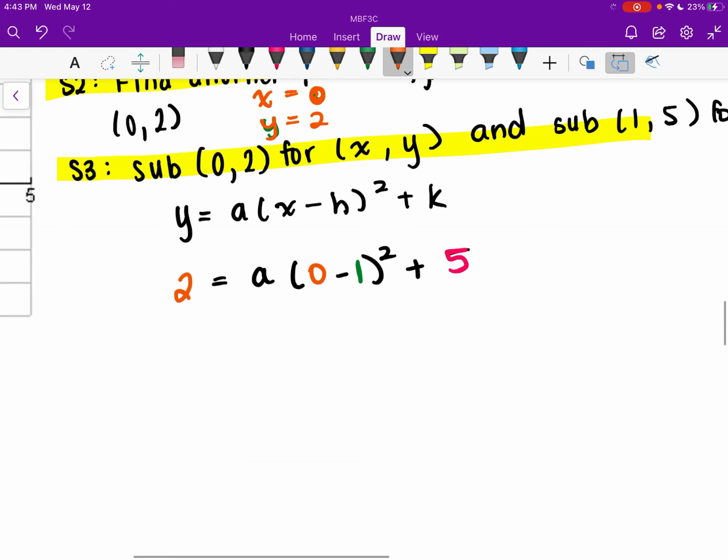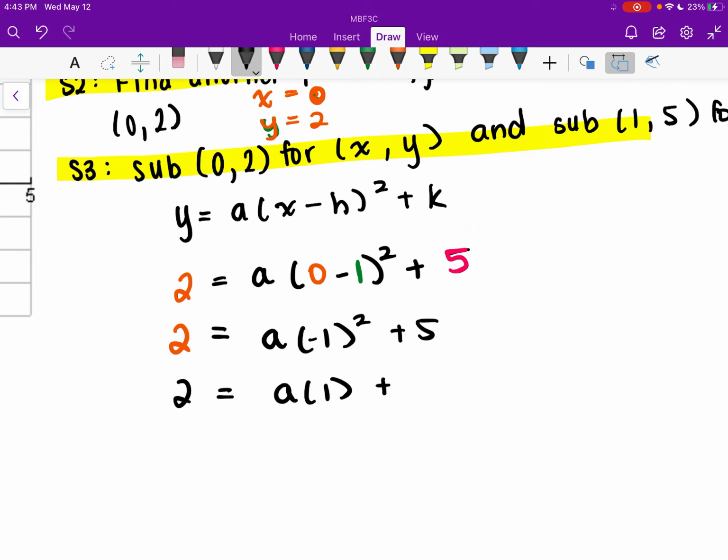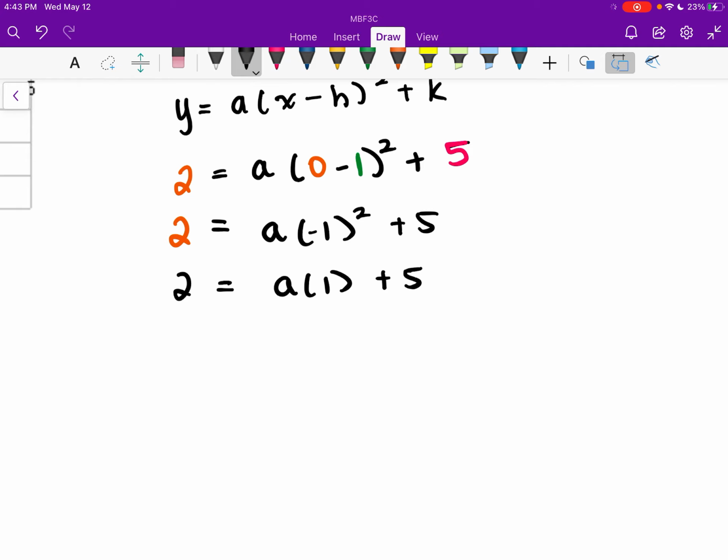Okay, now you can just go in and do the math. Let's isolate for a. So 0 minus 1 is going to become negative 1 squared plus 5. So 2 equals a times 1 squared, which is just 1, plus 5. Then we're going to bring the 5 over to the other side, so 2 minus 5 is equal to 1a. Divide both sides by 1; when you divide anything by 1, we just assume that it's gone. So 2 minus 5 we know is negative 3. So our a value is negative 3.